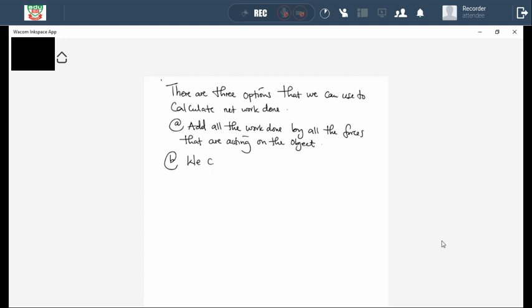Option number 2, for calculating net work done, we use Fnet, right? We calculate net force, which is Fnet, and we use the formula. The formula now is Wnet is equal to Fnet multiplied by displacement multiplied by cos theta. That is the second option that we can use for calculating net work done.